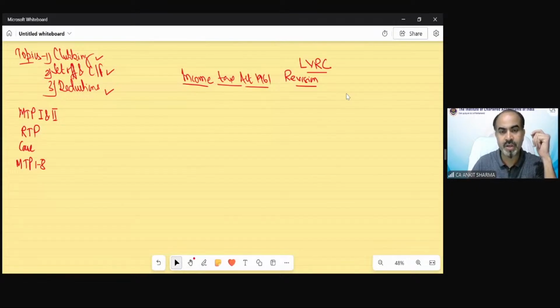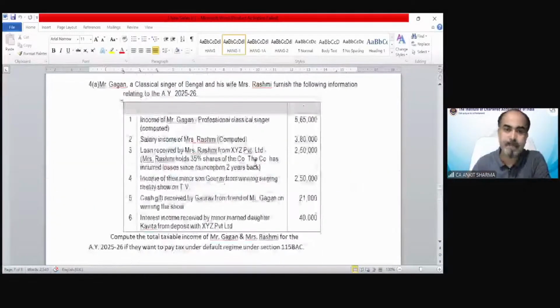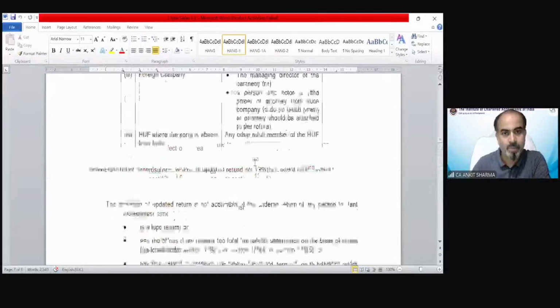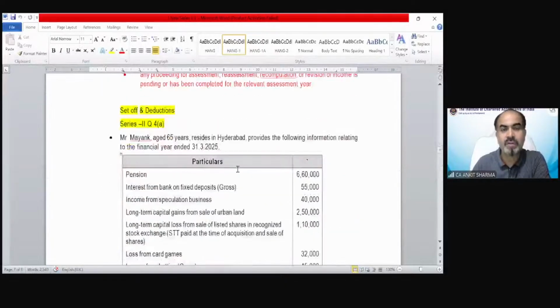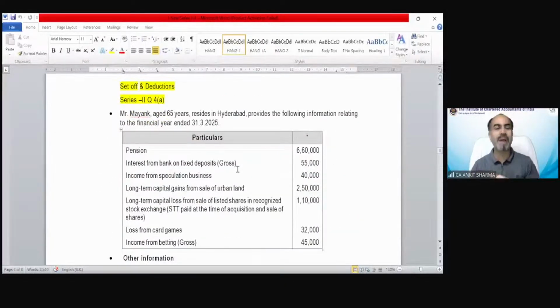So I'm going to share question number 1 with you from the MTP. This is question 1, a combined question on set off and deduction. And let me tell you, we are not solving easy questions. We are solving questions from your MTP, the kind of question that could be asked. And this kind of question has already been asked in the examination.